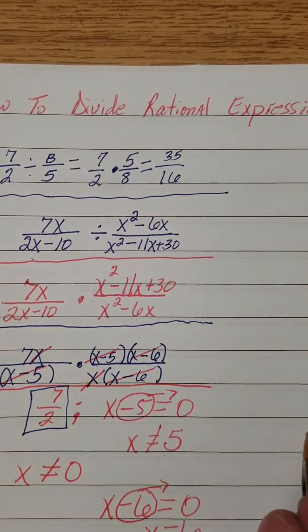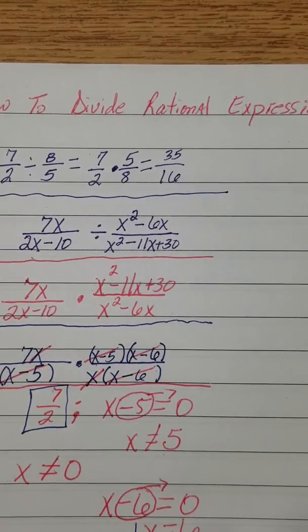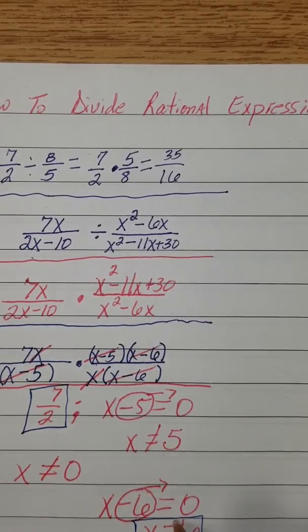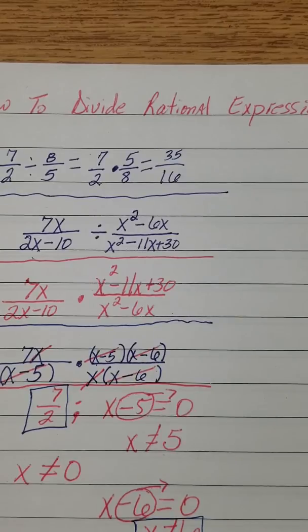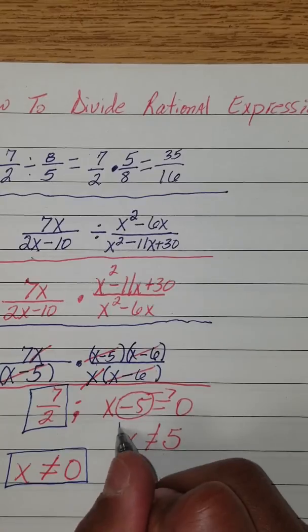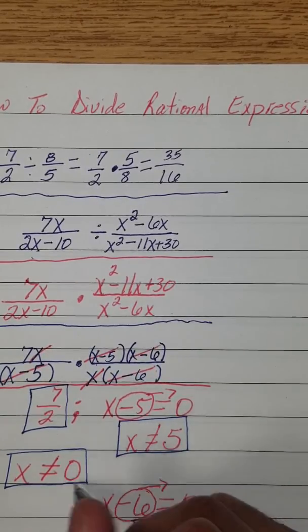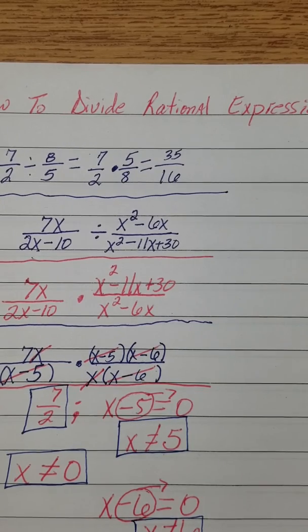From here, guys, we are done. We have found all parts of this answer. We found that x cannot be equal to 6. x cannot be equal to 0. And x cannot be equal to positive 5. If it did, with any one of these, our denominator would be 0, and we would have to try to divide by 0, which is kind of impossible. So there you have it, guys. This is how to divide rational expressions.